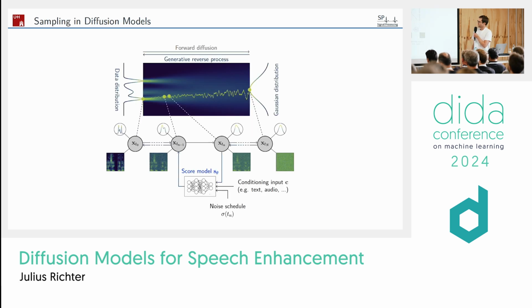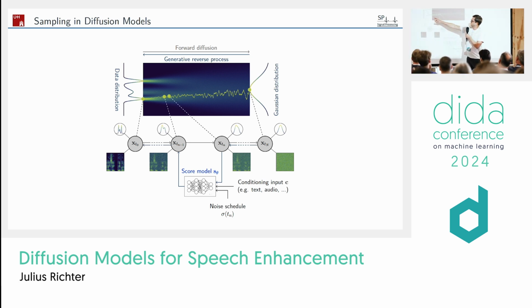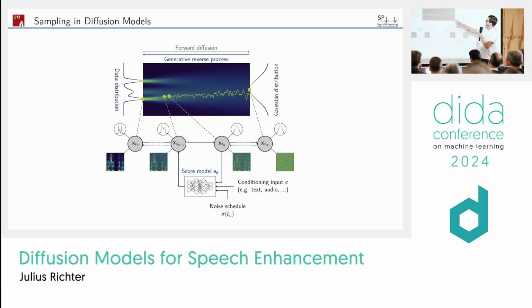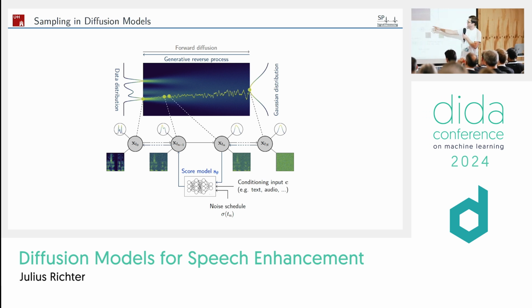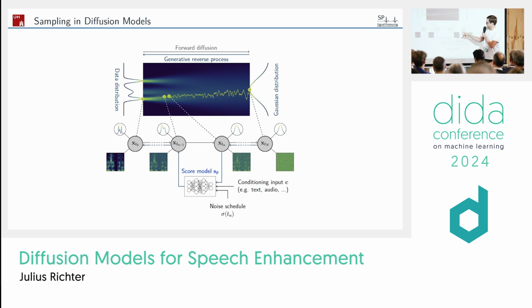So here you can see as a visualization how this whole thing works in a one-dimensional case. We have a data distribution, a complex one. Here we have 3 modes. And then basically what you do in the forward process, you add more Gaussian noise such that you end up with a Gaussian distribution. And then this continuous process you can also discretize.